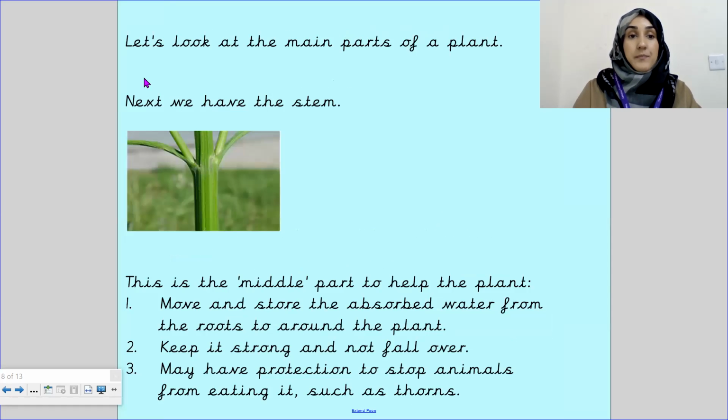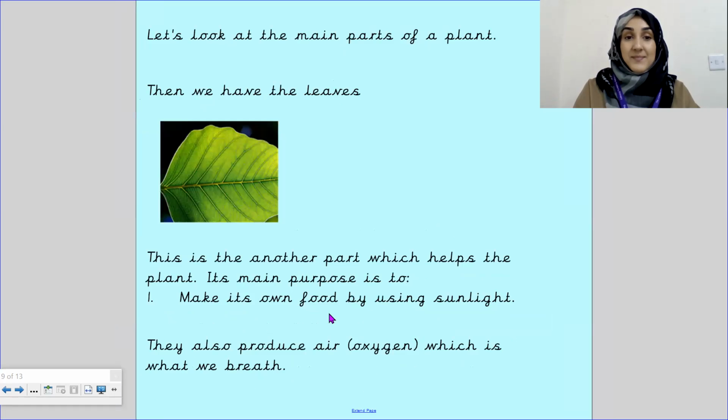Now next we have the stem. The stem is the green part, like a column that goes straight up. This is the middle part of the plant. It helps to move and store the absorbed water from the roots to around the plant, keep it strong and not fall over, and it may have protection to stop animals from eating it, such as thorns.